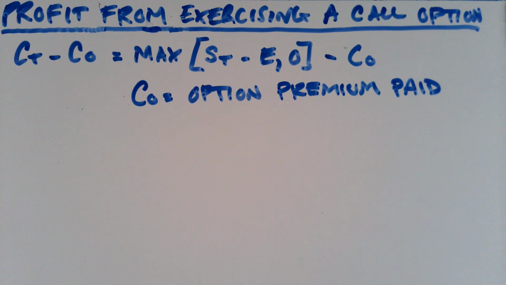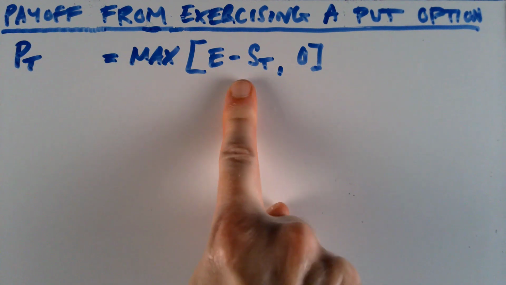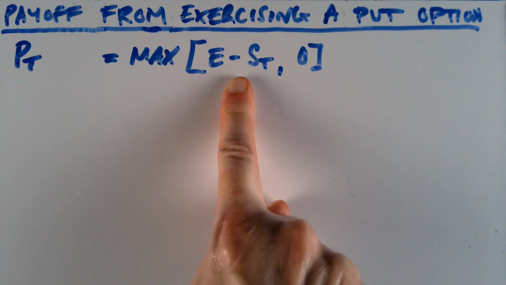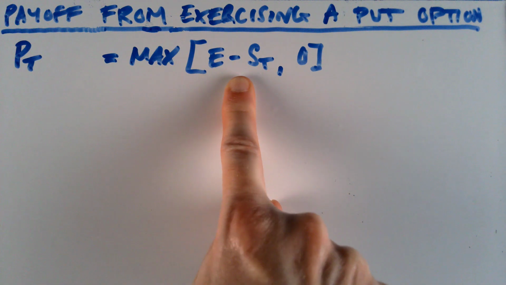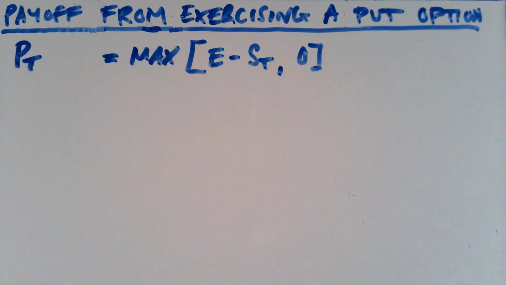Now let's talk about the payoff from exercising a put option. Put options and call options work in the opposite direction. And so you may notice this looks very similar to the payoff from exercising a call option, with one difference: we now have exercise or strike price minus the stock price. This is exactly flipped from what we saw with the call option.